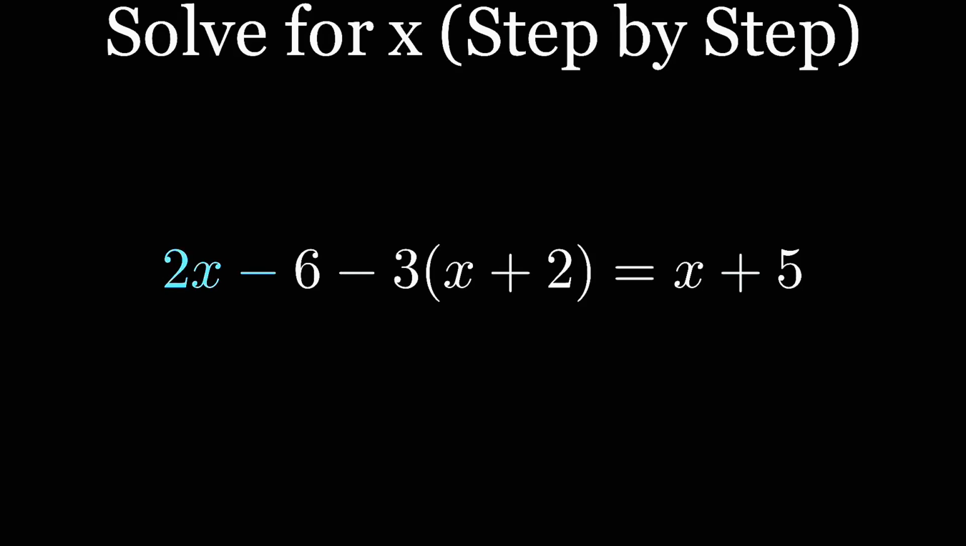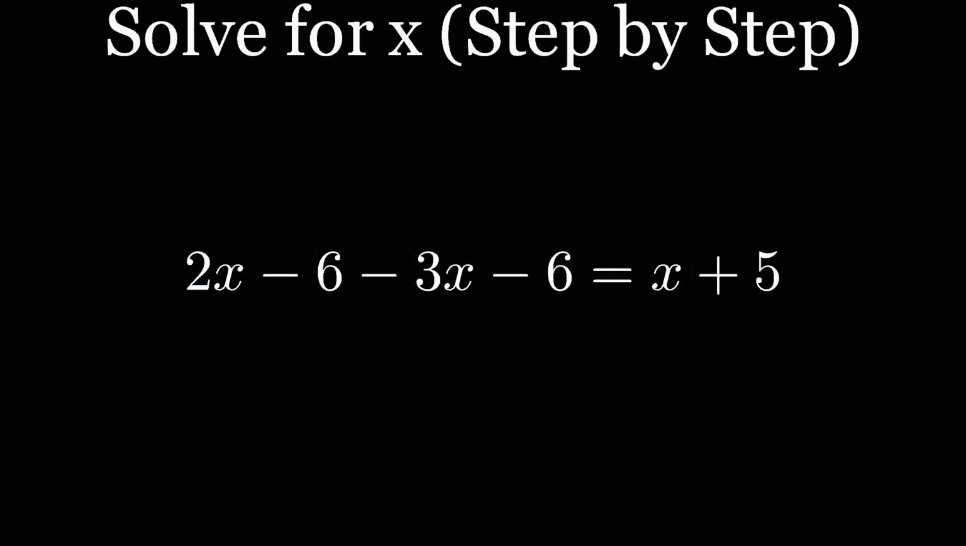Next, we expand the second bracket. Minus 3 times x is minus 3x, and minus 3 times 2 is minus 6. Now we have 2x minus 6 minus 3x minus 6 equals x plus 5.